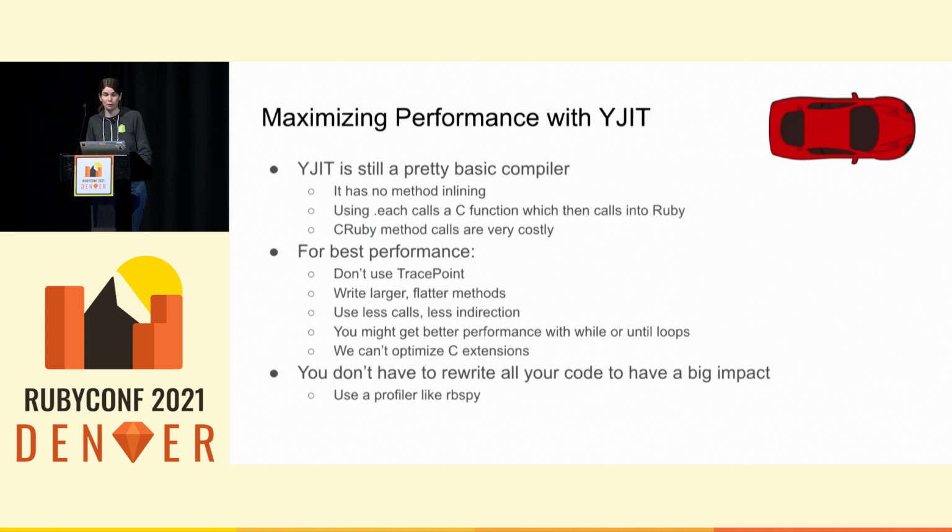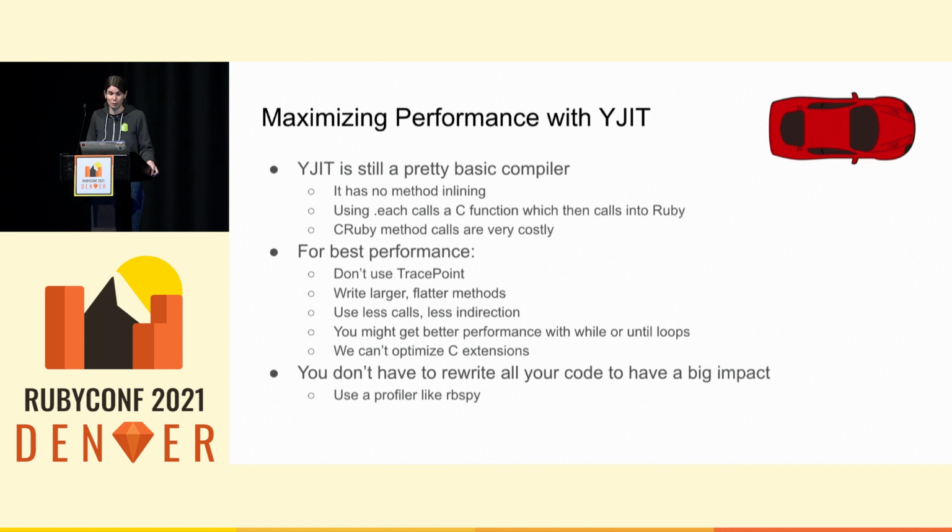If you want to use YJIT and get the best performance possible, I've compiled some performance advice. First thing to remember is that, like I said, YJIT is still pretty young, still a pretty basic compiler. It has no method inlining. When you call .each, it does the same thing as the interpreter, right? It calls a C function, which then calls back into your Ruby code. And method calls in CRuby are actually pretty costly, pretty slow.